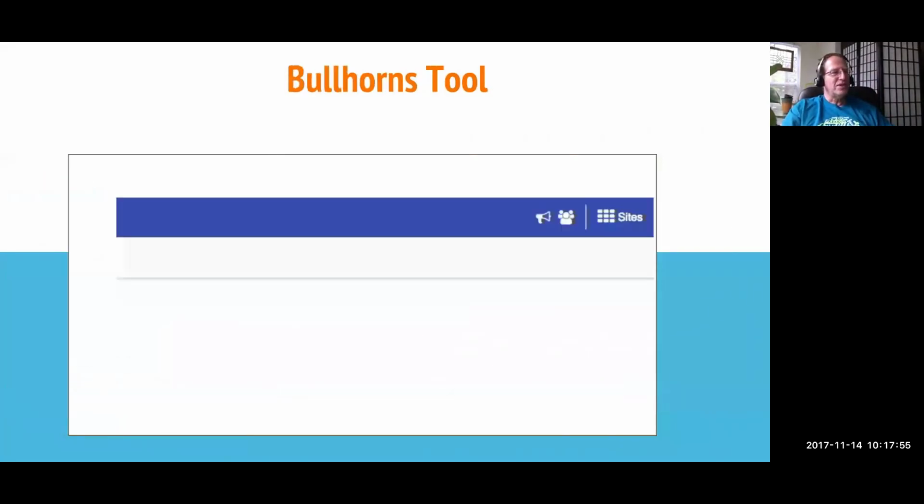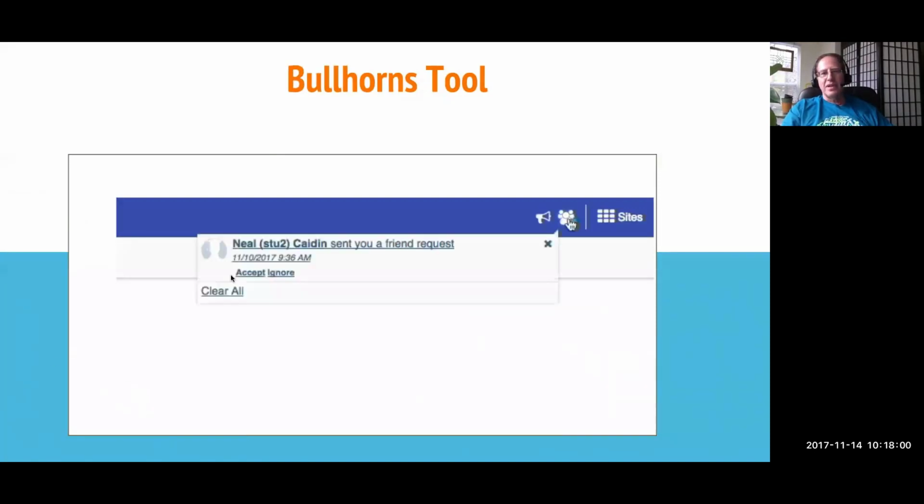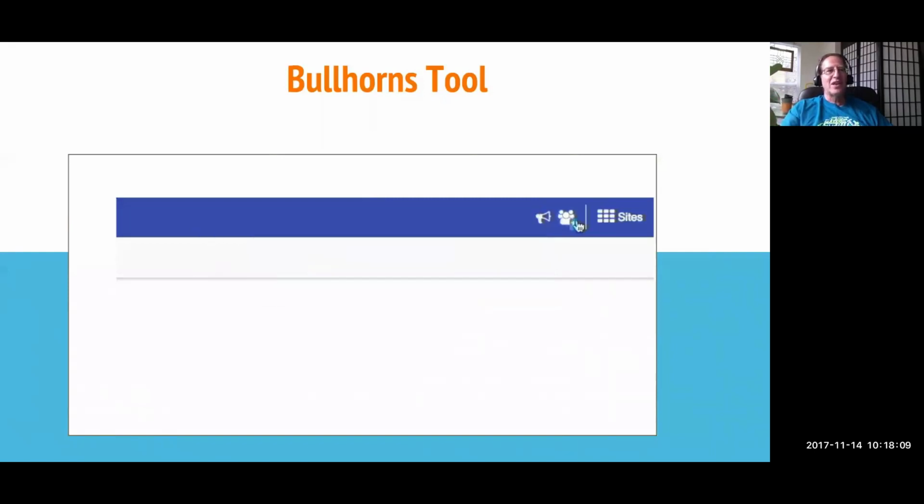The Bullhorns tool has two parts, and I see I'm getting low on time here. Yeah, 7 minutes. Feel free to jump in with questions, because we can go into the tools.